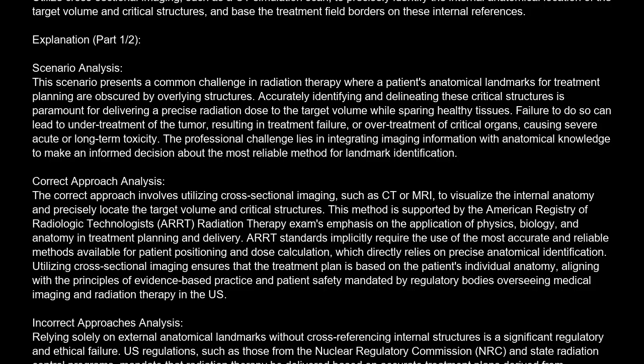This method is supported by the American Registry of Radiologic Technologists Radiation Therapy exam's emphasis on the application of physics, biology, and anatomy in treatment planning and delivery. Standards implicitly require the use of the most accurate and reliable methods available for patient positioning and dose calculation, which directly relies on precise anatomical identification. Utilizing cross-sectional imaging ensures that the treatment plan is based on the patient's individual anatomy, aligning with the principles of evidence-based practice and patient safety, mandated by regulatory bodies overseeing medical imaging and radiation therapy in the U.S.